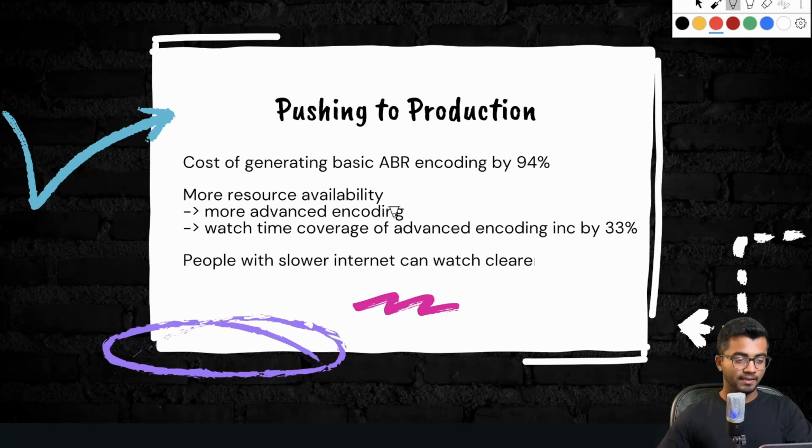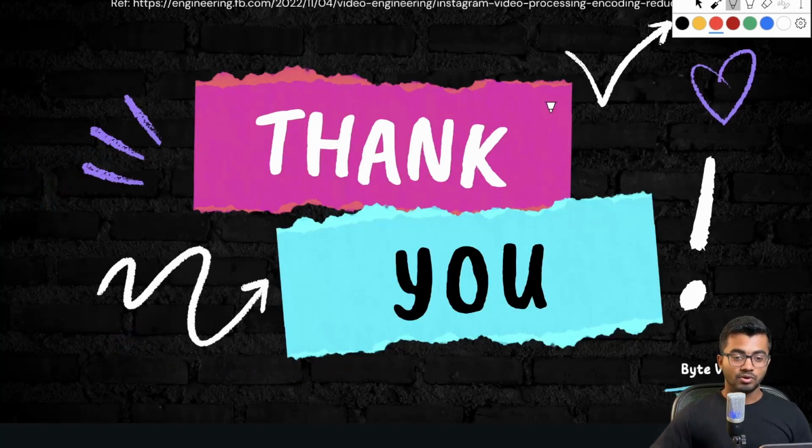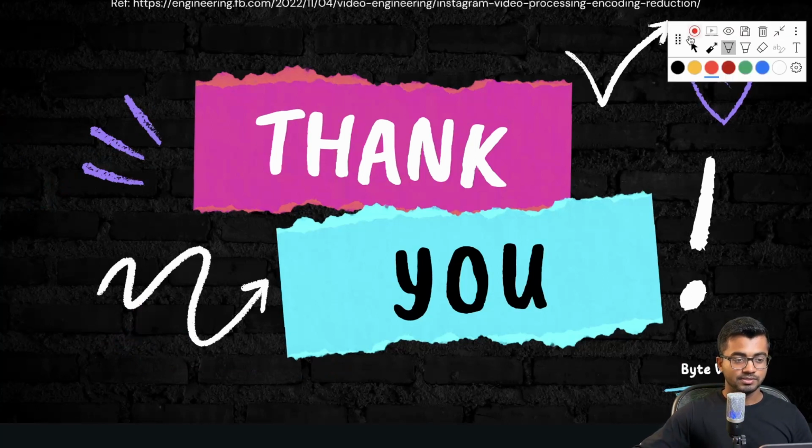Huge success. And if you think about this, why did they focus a lot on the advanced encodings? This is because they were trying to scale out the services. The people with slower connectivity need these encodings to watch clearer and crisper videos, right? That was their whole goal, and they could achieve it by optimizing the video encoding formats and all that stuff.